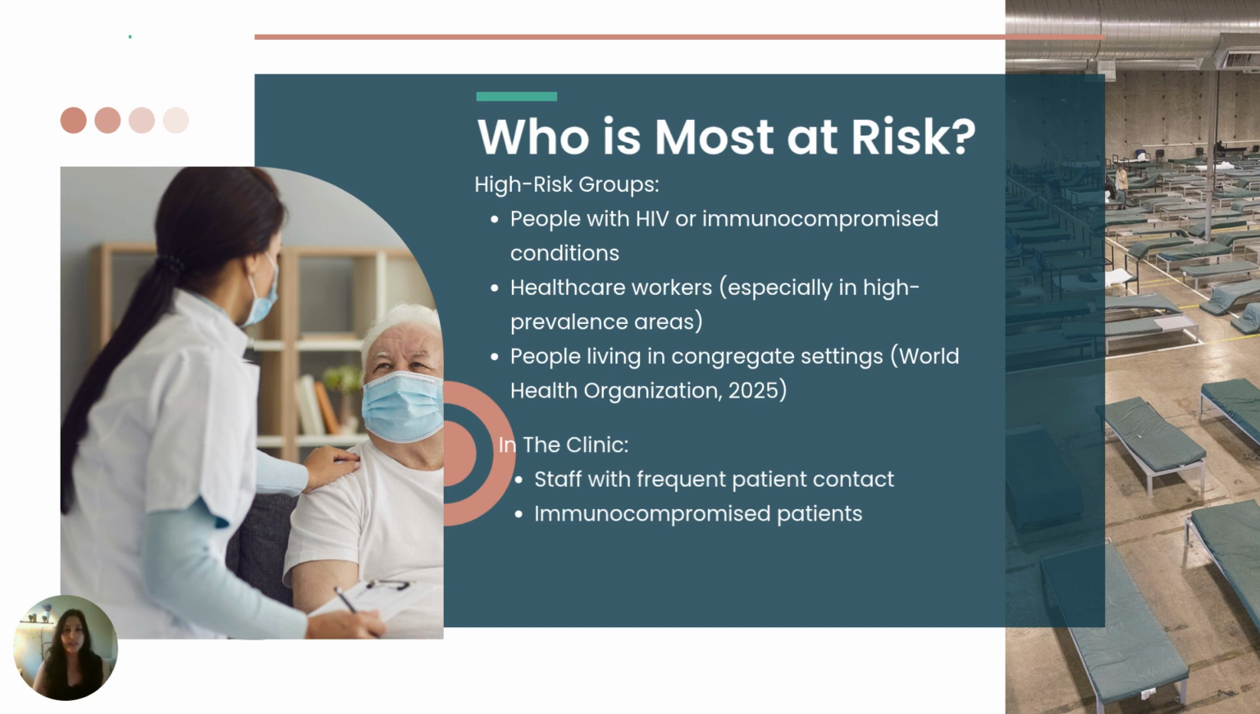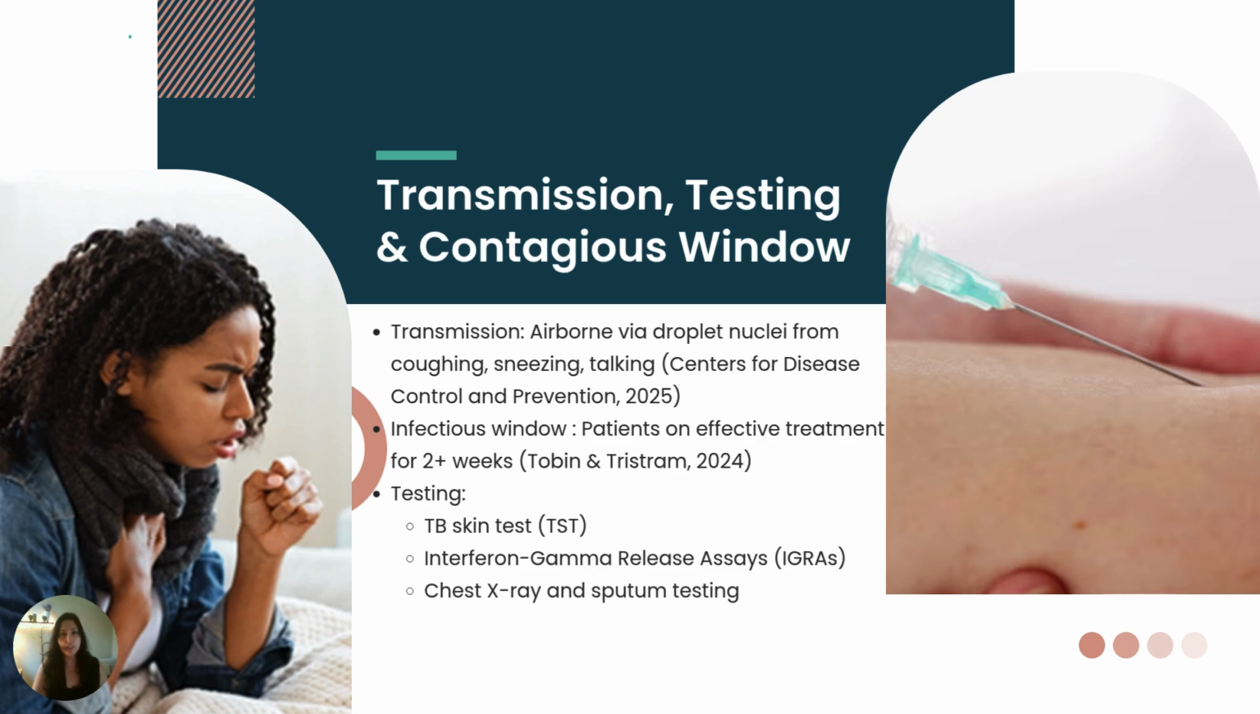Who is most at risk? People with a weakened immune system, such as those with HIV, are at a much higher risk of developing active TB, as well as close contacts of someone with active TB. People living in congregate settings, for example, unhoused shelters, long-term care facilities, or prisons, are also incredibly vulnerable. And healthcare workers, even in low incidence countries, are exposed more often than the general population simply because of the field that we work in. So that is why good infection control practices are so important.